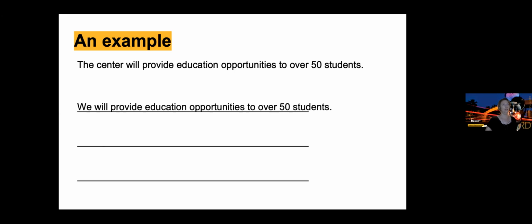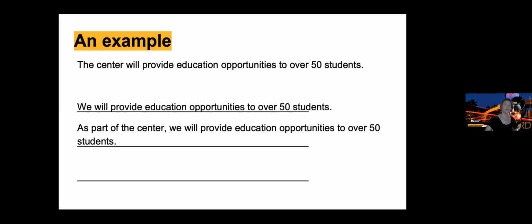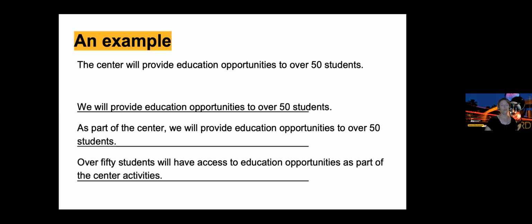That's great. As part of the center, acknowledging the fact that we're part of this entity that's going to work together, we're going to provide these opportunities. And finally, over 50 students. So now we're putting the action on the students. We'll have access to education opportunities as part of the center. It's okay. So again, no silver bullet, just examples of how to draw your reader in.